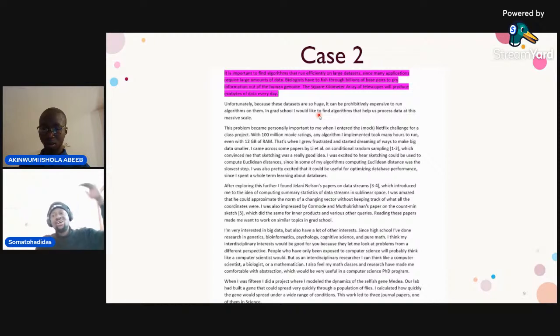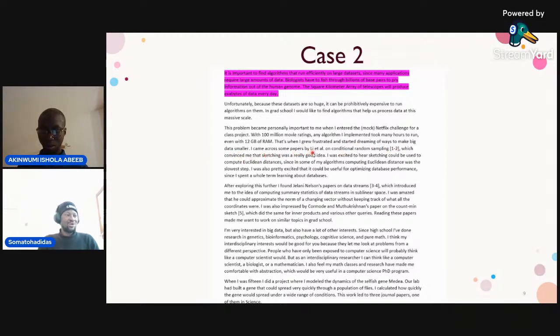So it's actually also following the concepts I introduced the other time. They talked about how the problem became personally important to them when they entered the Netflix challenge for a class project with over 100 million movie ratings. Any algorithm I implemented took many hours to run, even with 12 gig RAM. That's why I grew frustrated and started dreaming of ways to make big data smaller.